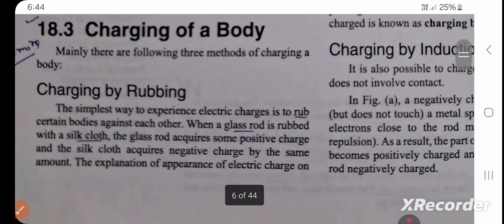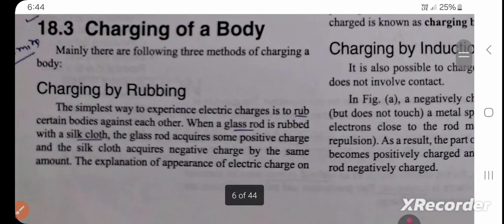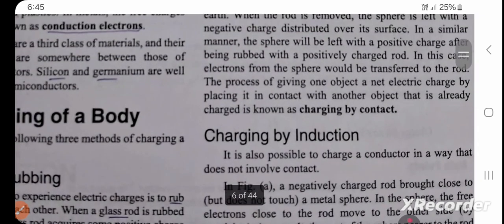Charging of a body. Mainly, there are following three methods of charging a body. Charging by rubbing. The simplest way to experience electric charge is to rub certain bodies against each other. When a glass rod is rubbed with a silk cloth, the glass rod acquires some positive charge and the silk cloth acquires negative charge by the same amount.